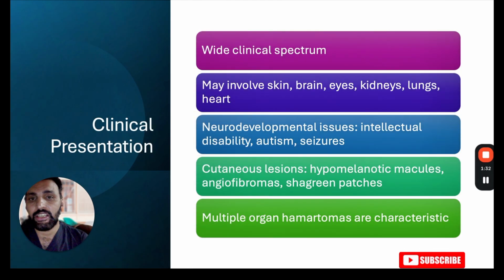Clinical presentation: it's a wide clinical spectrum, may involve skin, brain, eye, kidney, lungs, and heart. Neurodevelopmental issues such as intellectual disability, autism, and seizures. Cutaneous lesions such as hypomelanotic macule, angiofibroma, and shagreen patches. Multiple organ hamartomas are characteristic.